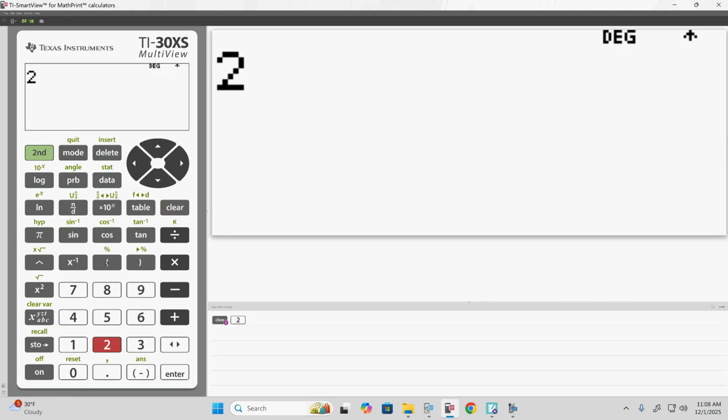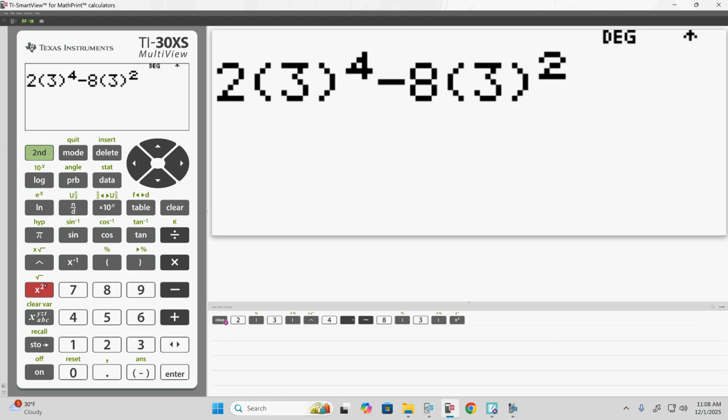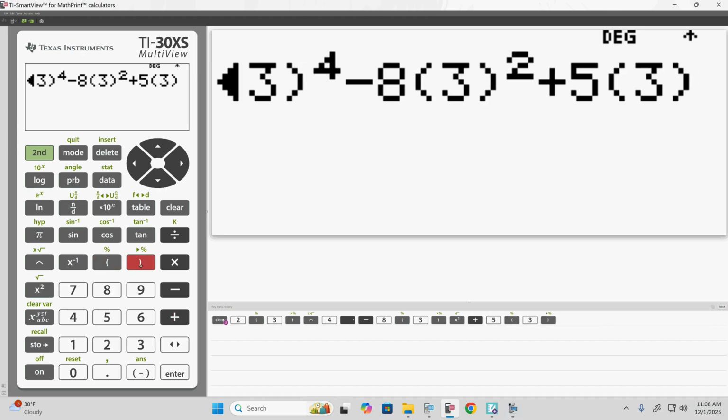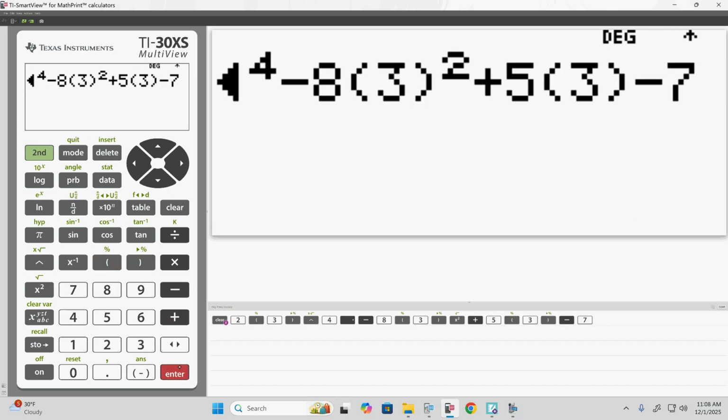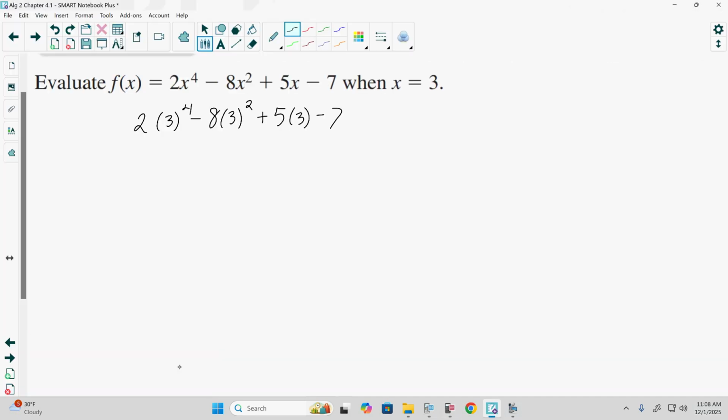And at this point here, I would just grab the calculator and let it do everything for us. So it's telling us that this should equal 98. That's it. Because we could do this by hand.